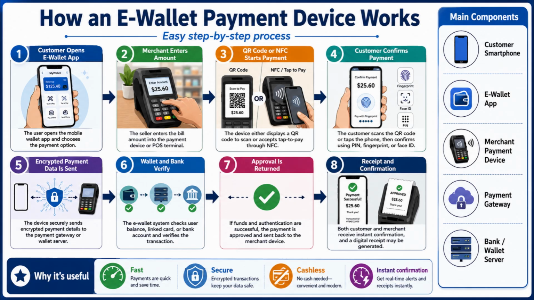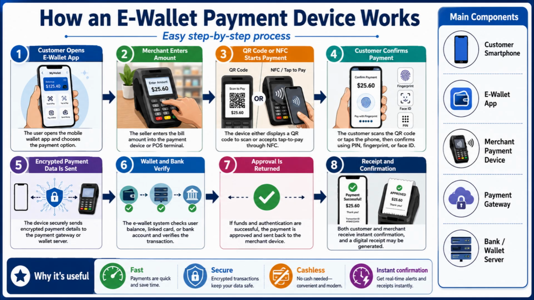Then, the customer confirms the payment on the smartphone. This confirmation can be done by entering a PIN, using a fingerprint, or using Face ID, which helps make the transaction safe. After confirmation, the payment device securely sends encrypted payment data to the payment gateway or wallet server. This means the sensitive payment details are protected while moving through the network.